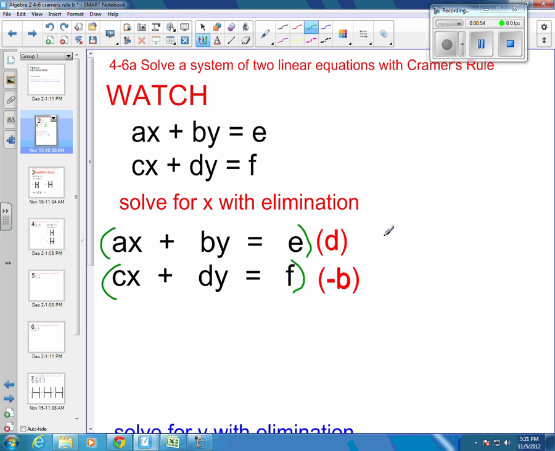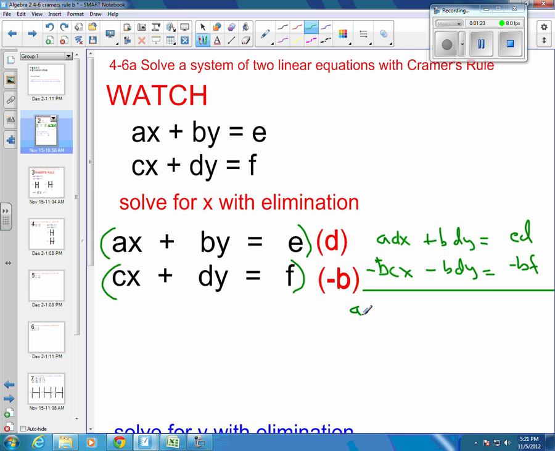So that becomes ADX plus BDY equals ED. And then that's going to be negative BCX minus BDY is equal to minus BF. When I bring that straight down, that's going to be ADX minus BCX. These two cancel out, and that's going to be ED minus BF.